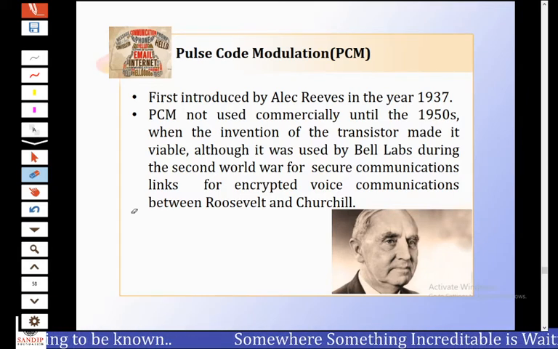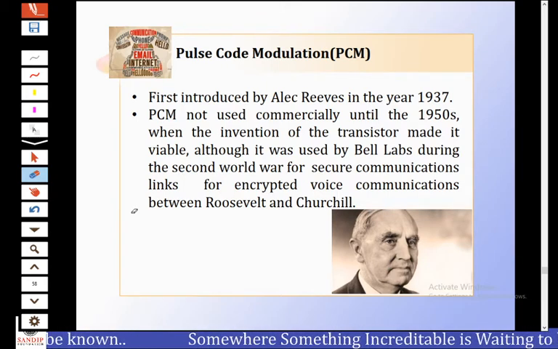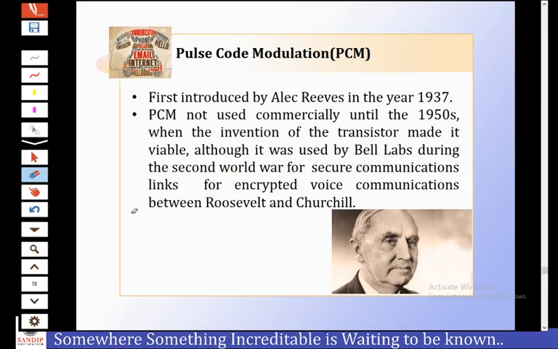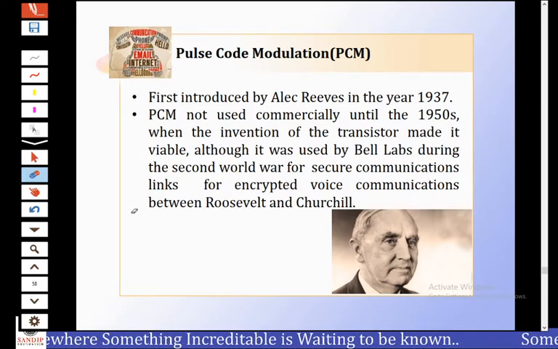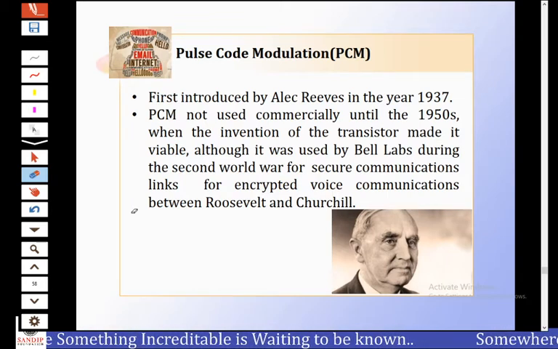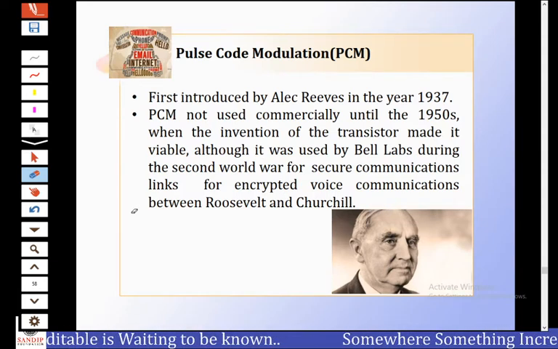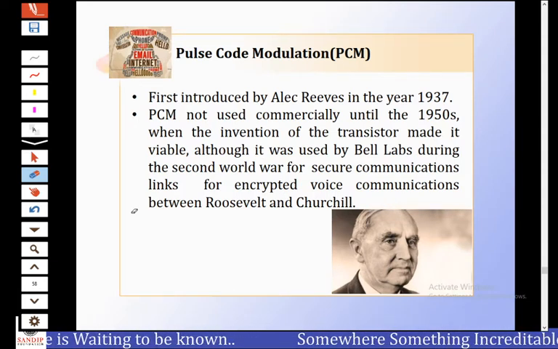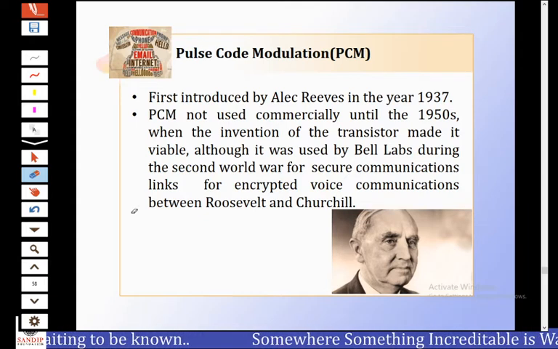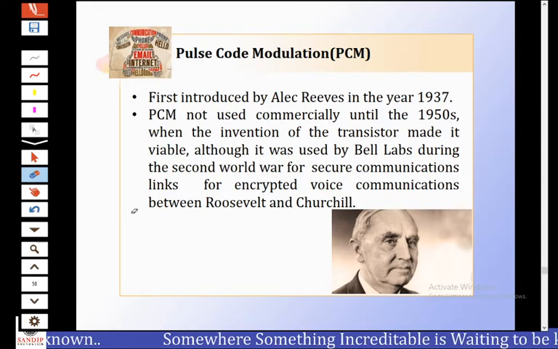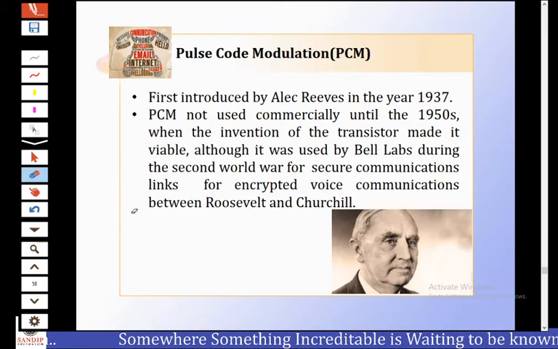In the last session, we studied pulse analog modulation techniques, and now in this section, we will study the digital modulation technique, that is pulse code modulation, which is commonly used, also known as the PCM technique. It was first introduced by Alec Reeves in the year 1937. Before that, PCM was not used commercially until the 1950s, when the invention of the transistor made it viable.